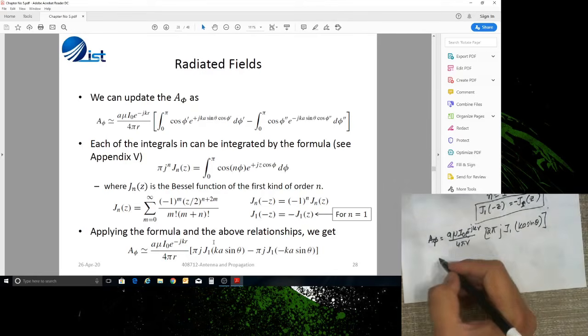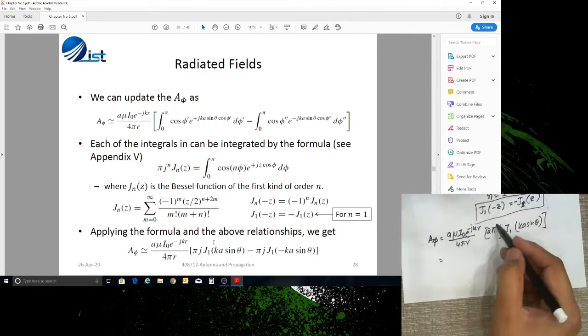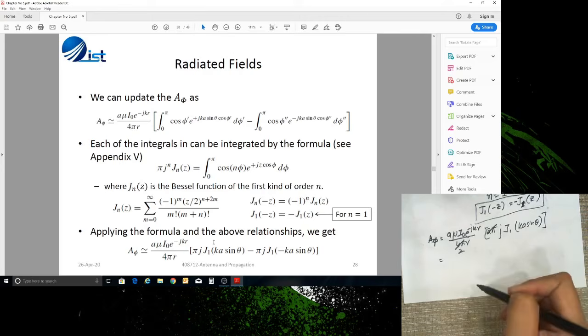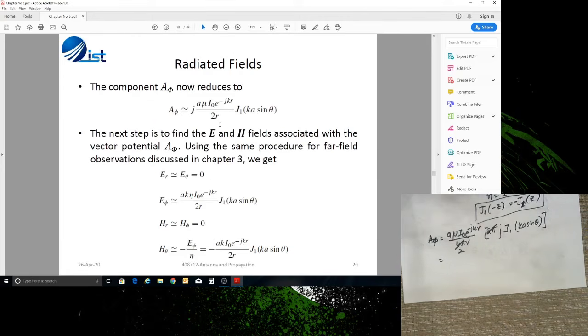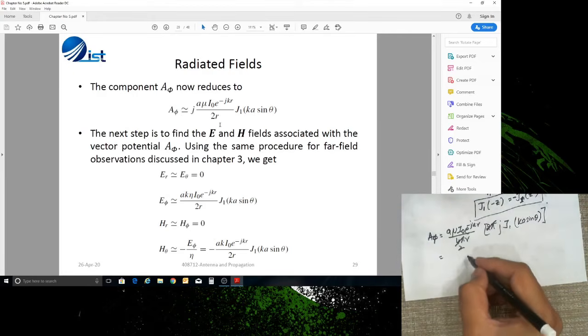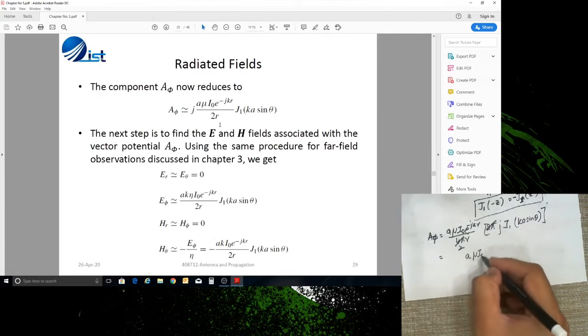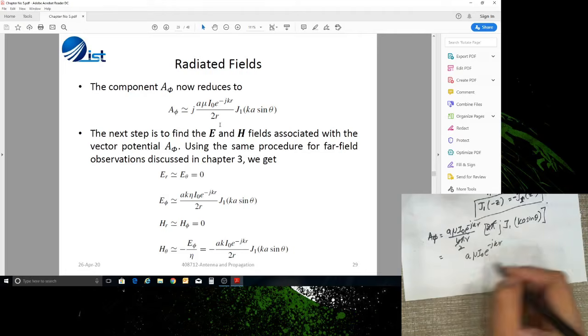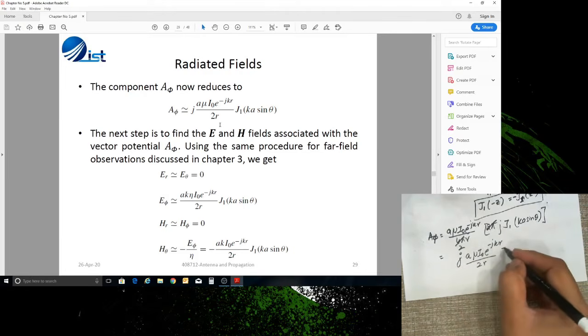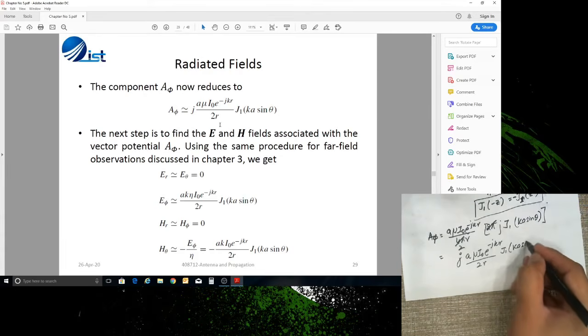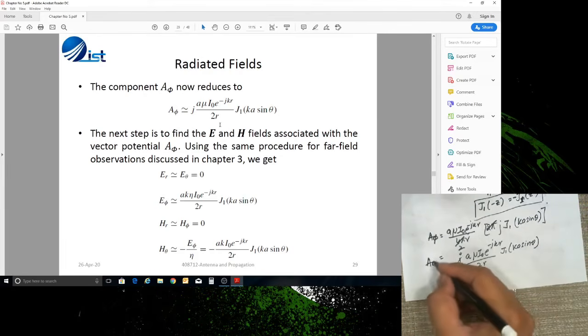ओके. सो अब हम इसको थोड़ा सा सिंप्लीफाई कर लेते हैं. ये जो 2 पाई है ये कट जाएगा, you will have 2 over here, and then the form that we will get now will be something like this. So in this case it will be equal to A mu I naught e raised to power minus j k r, so you have j term here over 2r, and then you have j1 of k a sine of theta. This is A phi. So this is the same expression that we have got over here.